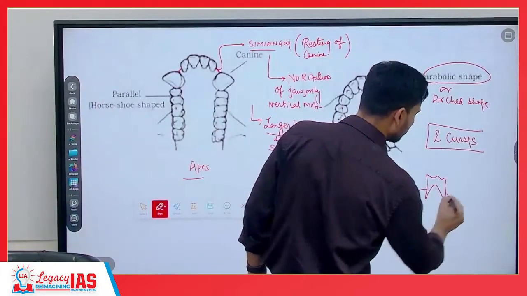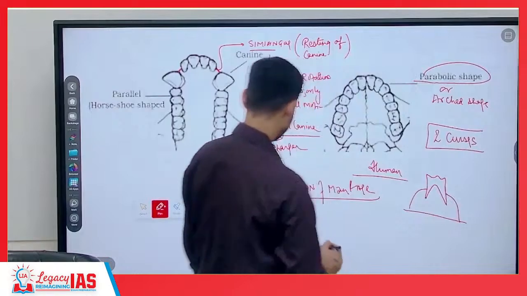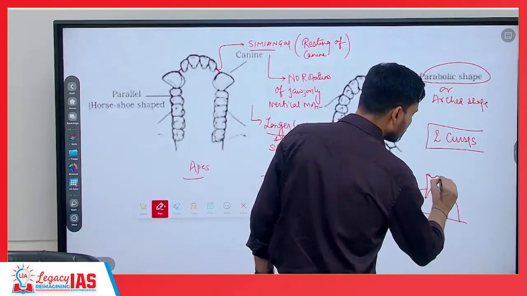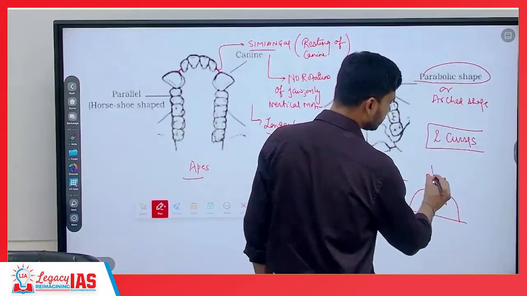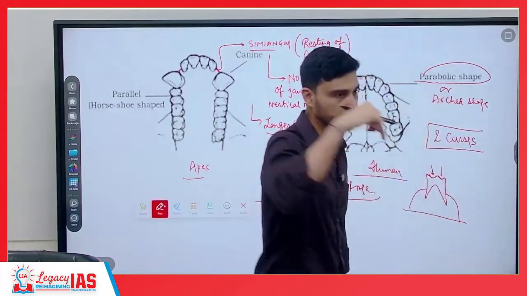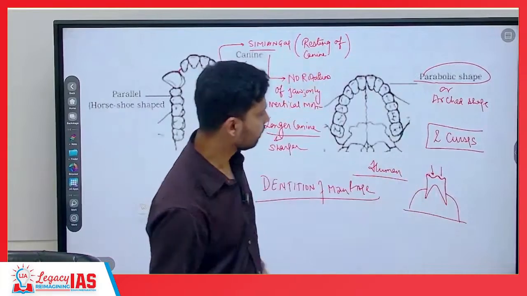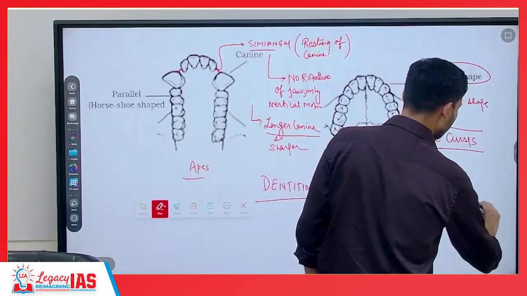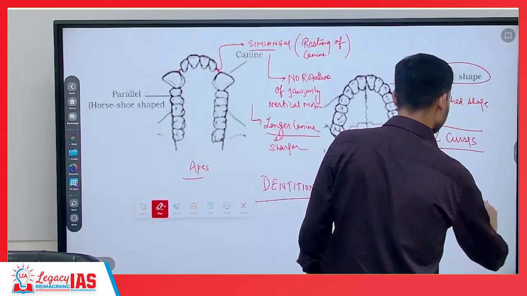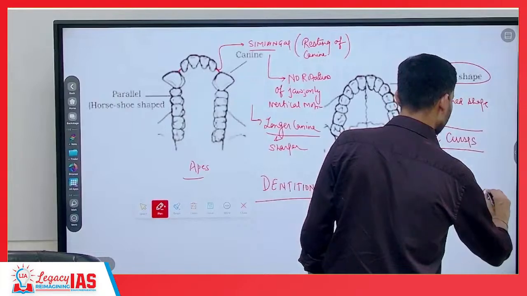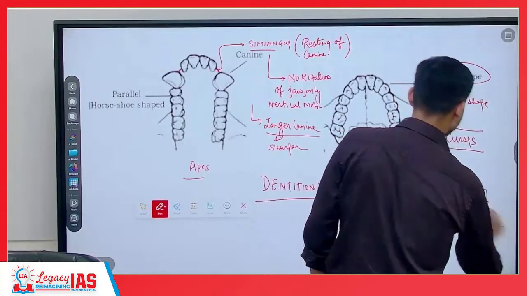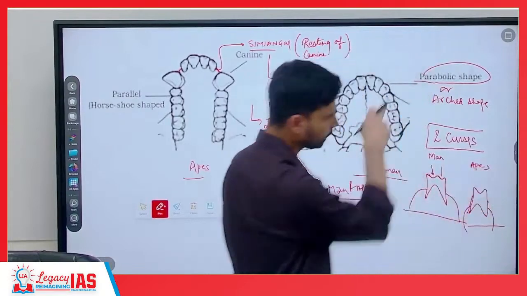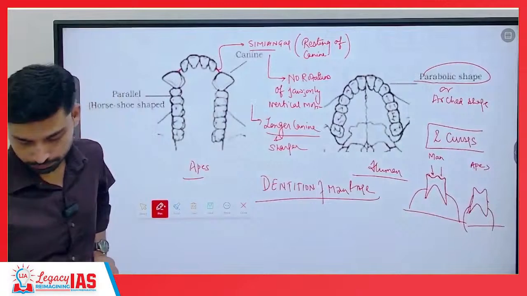This diagram you can draw to explain it. A cusp means what? This kind of depression in the teeth is called a cusp. So in man, we have two cusps in the lower premolar. And if you draw for the apes, let us see. So this is for man. The ape's premolar looks something like this. You have a single cusp, one conical cusp.